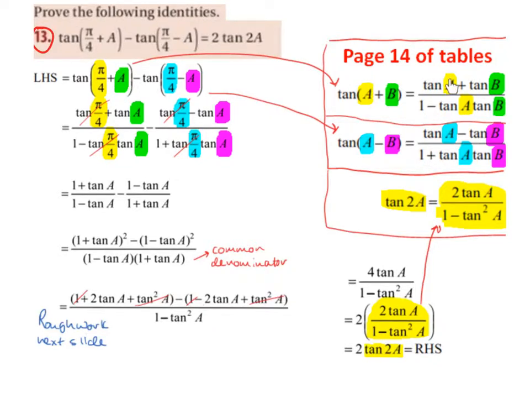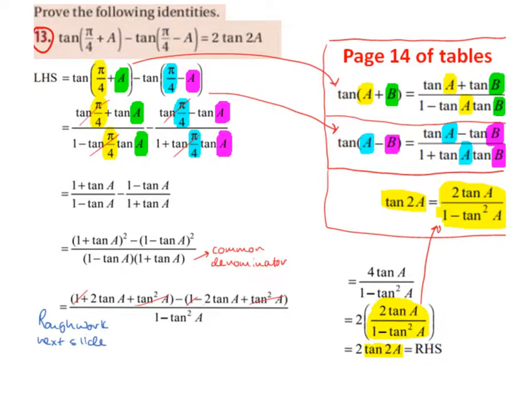So tan of a becomes tan of pi over 4, we bring over the plus, and tan of b becomes tan of a. And that's divided by 1 minus tan of a, so tan of pi over 4, tan of b, tan of a. So this becomes this, and then we bring down the minus.